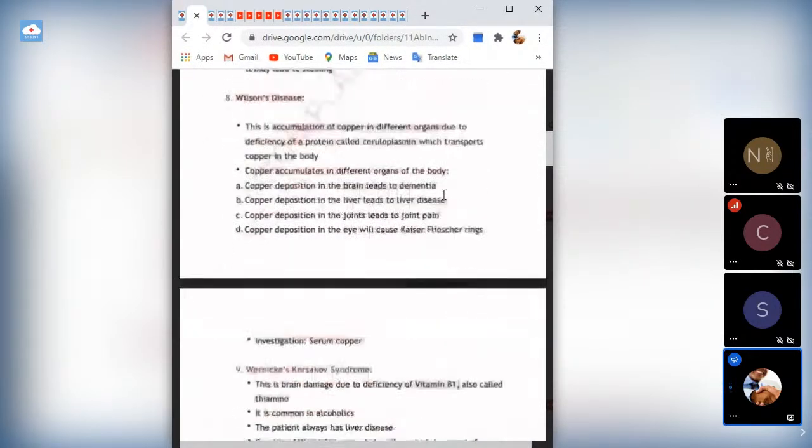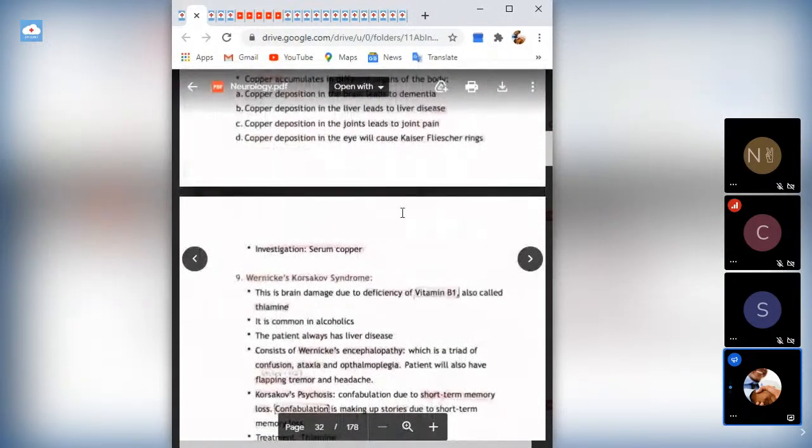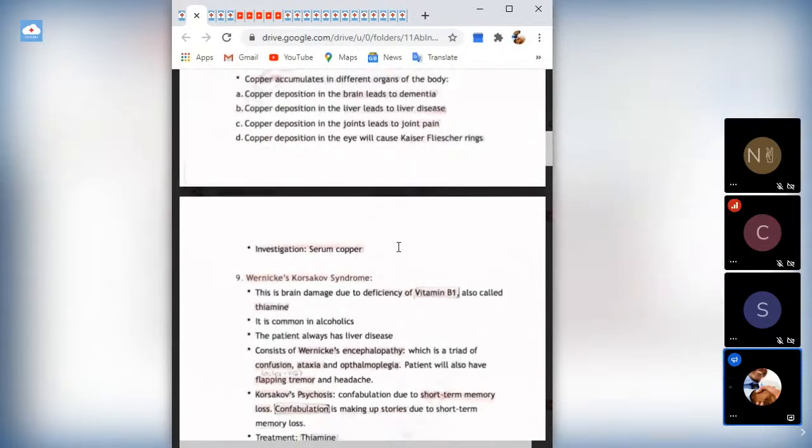Copper accumulates in different organs of the body, including the brain, which leads to dementia. In the liver, it leads to liver disease. In the joints, it leads to joint pain. In the eyes, it will cause what is known as the Kayser-Fleischer ring. Kayser-Fleischer ring, where, is it blue? What's the color of that ring?